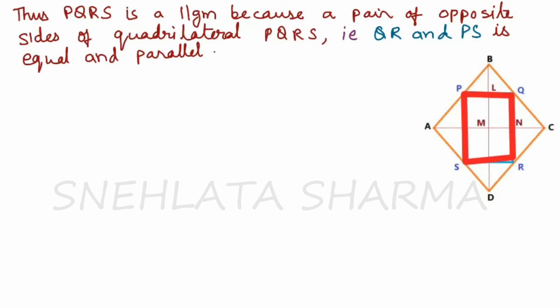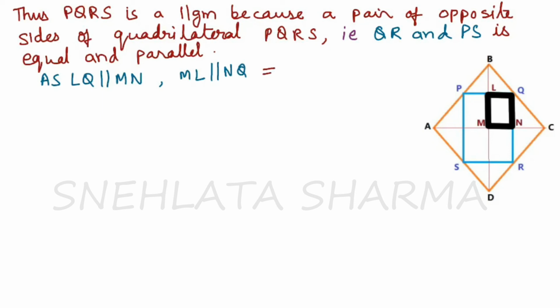Now we need to prove that one angle of this parallelogram is 90 degree. To prove one angle is a right angle, we will consider parallelogram LMNQ. Consider ML and QN. This is ML, this is QN. These two are parts of parallel lines BD and QR. So these two will be parallel. Similarly, we will have LQ is parallel to MN because these are parts of parallel lines PQ and AC. So LMNQ is a parallelogram. Let's write all this. As LQ is parallel to MN and ML is parallel to NQ, this gives LMNQ is a parallelogram.